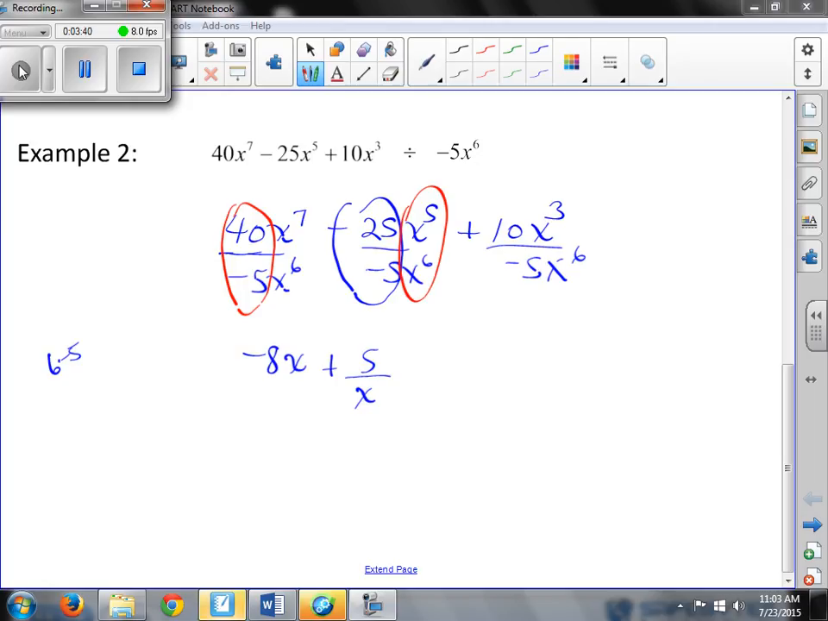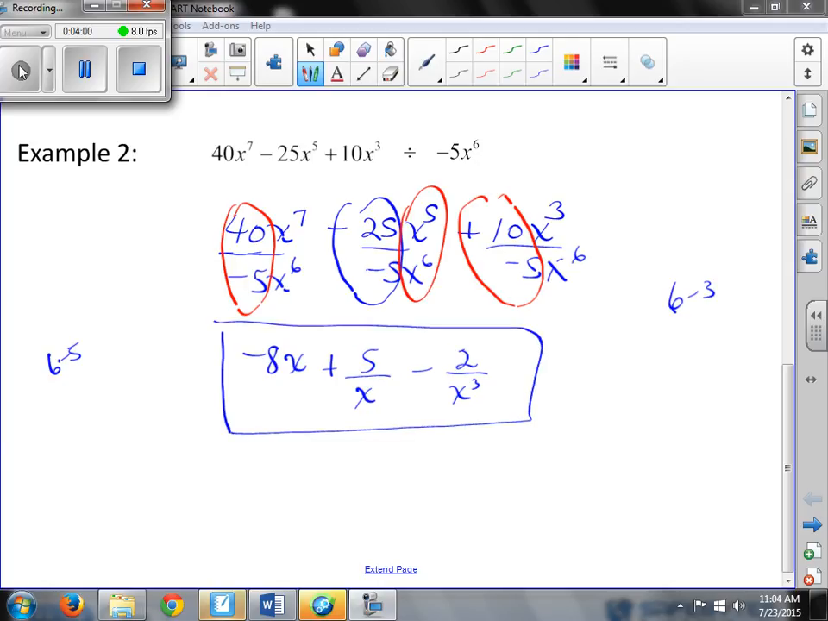And then we have plus 10 divided by negative 5 would be negative 2. And then when we subtract the exponents, it's bottom heavy. We're going to have x cubed left in the denominator because 6 take away 3 is 3. Final answer here.